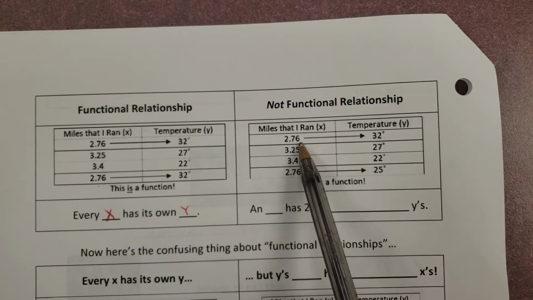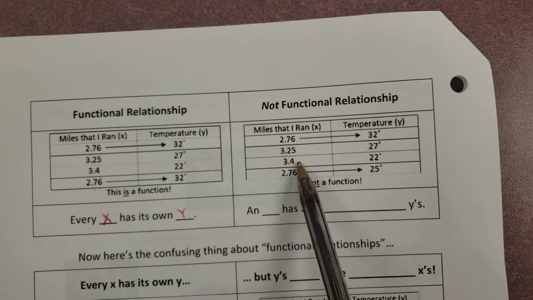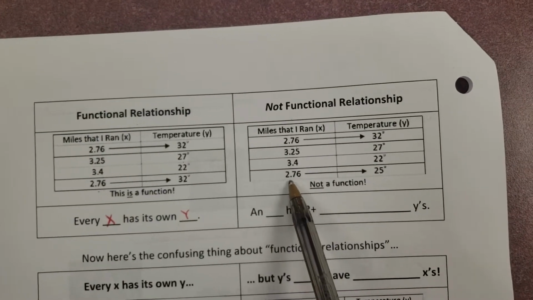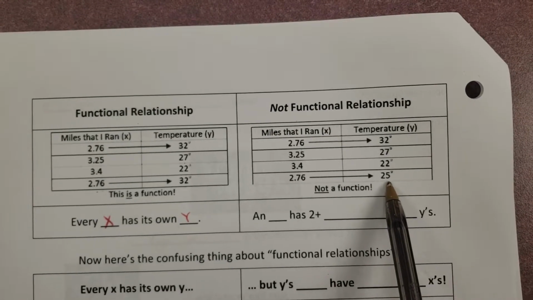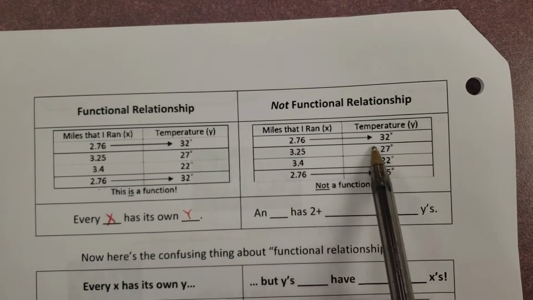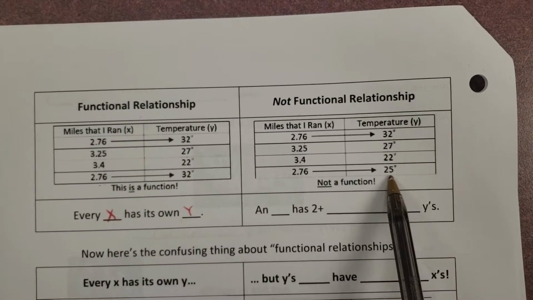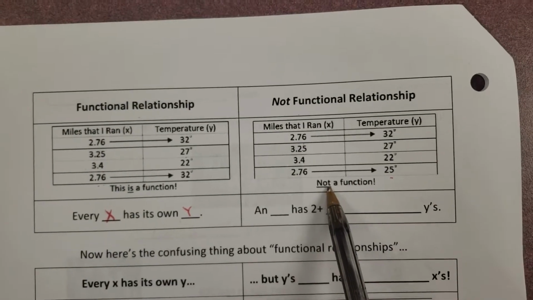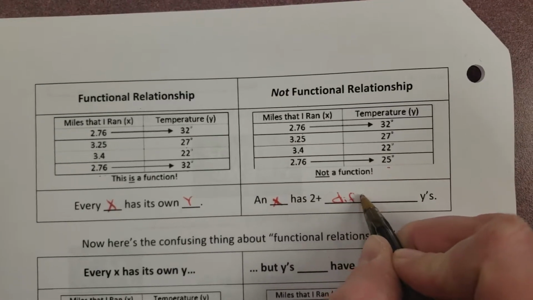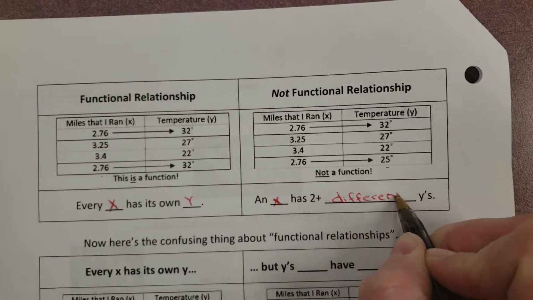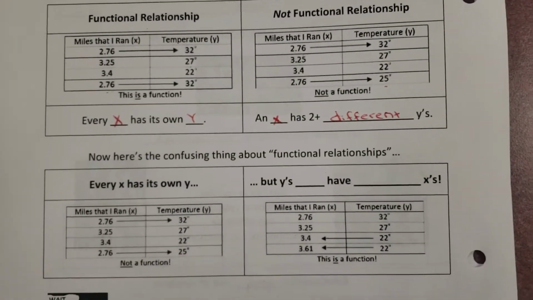We have a not functional relationship here. Still the same data here, same here, same here. But this time, 2.76 shows up with 25 degrees. What? 2.76 went with 32 degrees and with 25 degrees. Now these are still a relationship, but it's not functional. So in this case, an X has two or more different Y's. I know that sounds kind of weird. I'll show you what that looks like graphically in just a second. But I'm going to make it even more confusing.